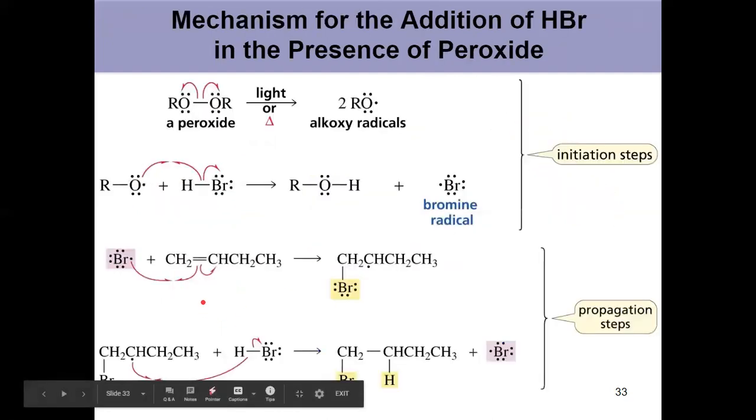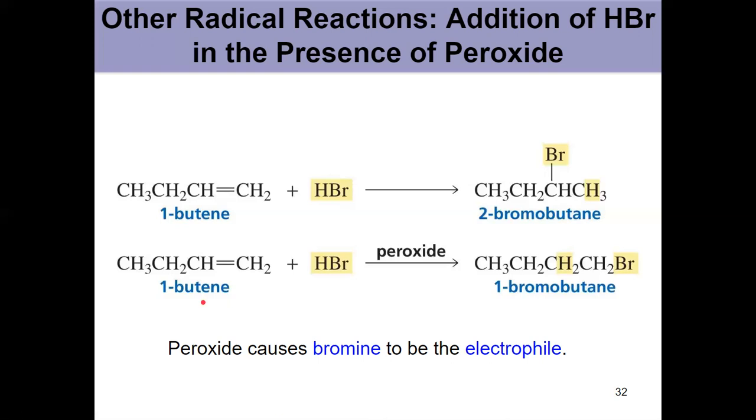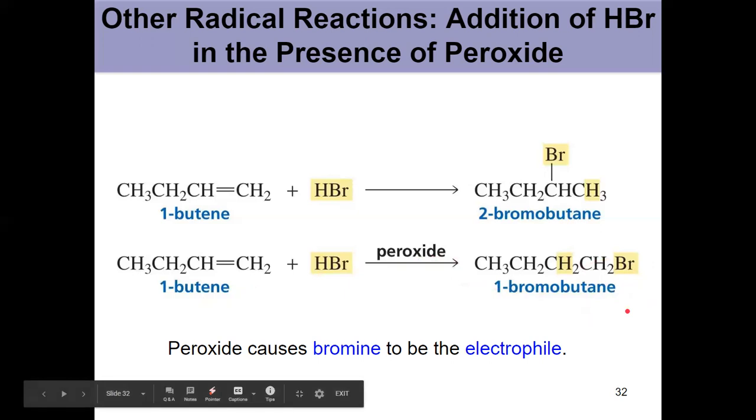But if we do the same reaction, the exact same reactants plus peroxide, the addition of a hydrogen halide in the presence of peroxide, notice the product is flipped where the hydrogen and the bromine went. Because in the presence of peroxide, bromine is the electrophile. So we still end up following Markovnikov, but as we see in the mechanism, it's a totally different way to get there. The addition of a hydrogen halide to an alkene in the presence of peroxide is the only way to synthesize primary alkyl halides like this.